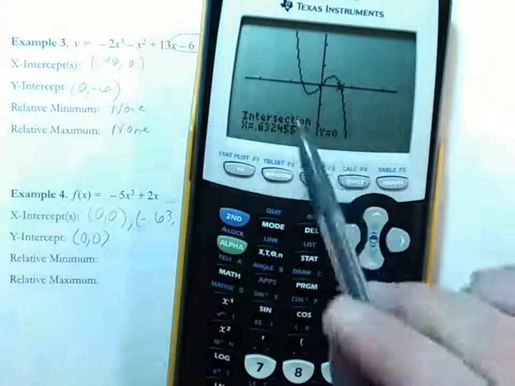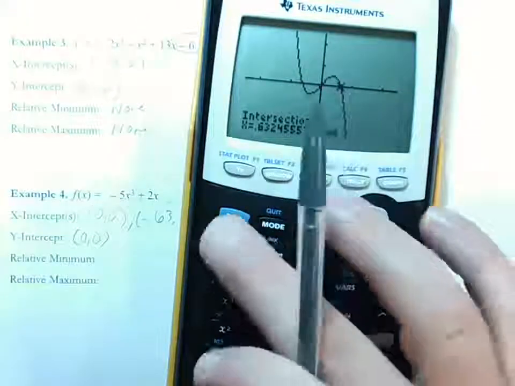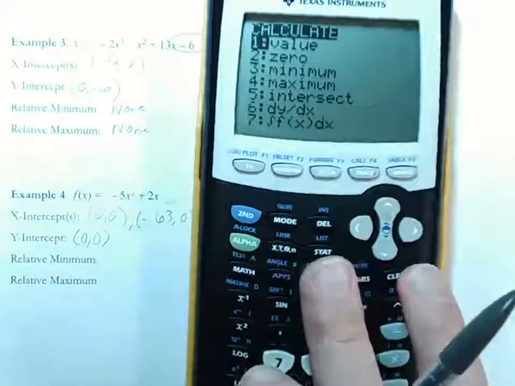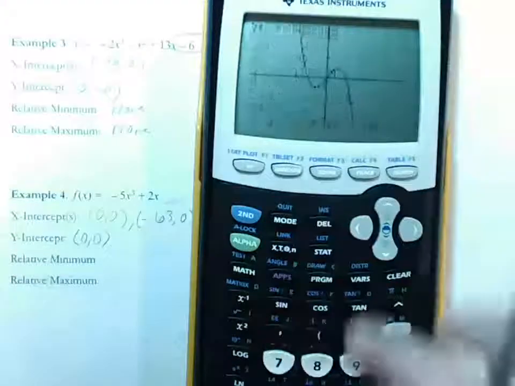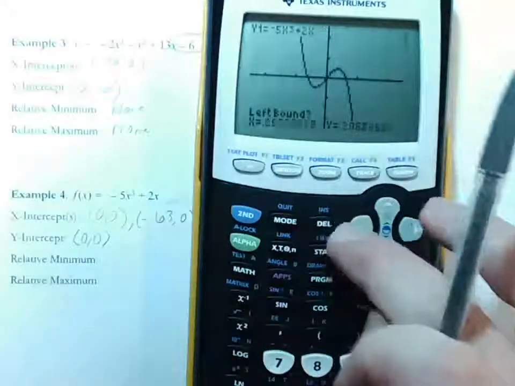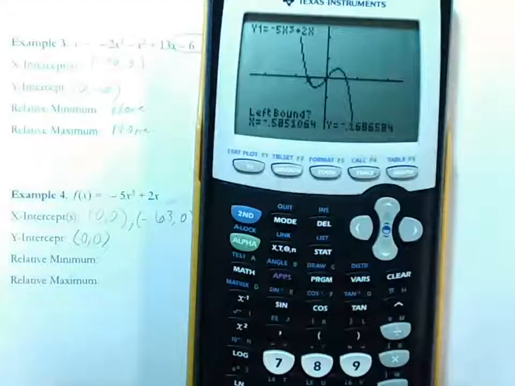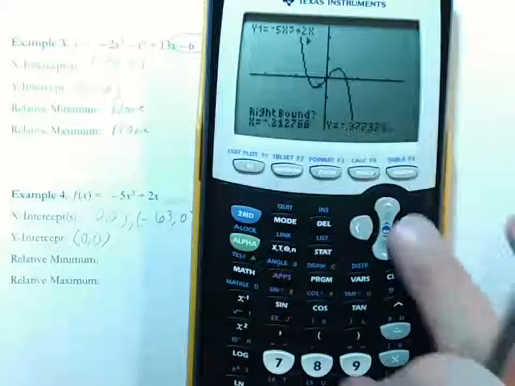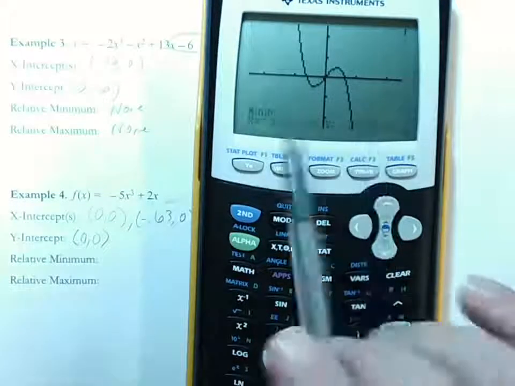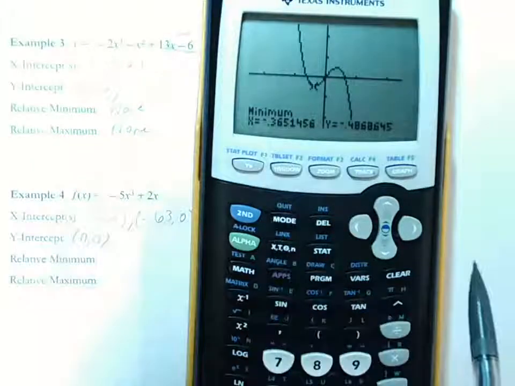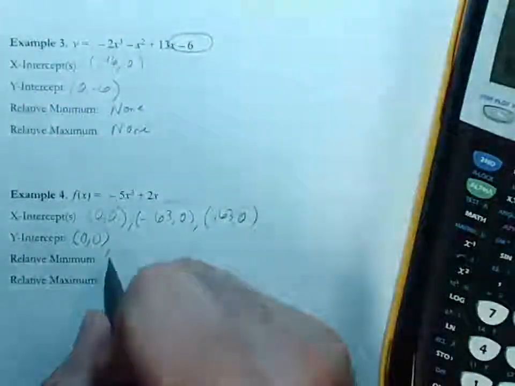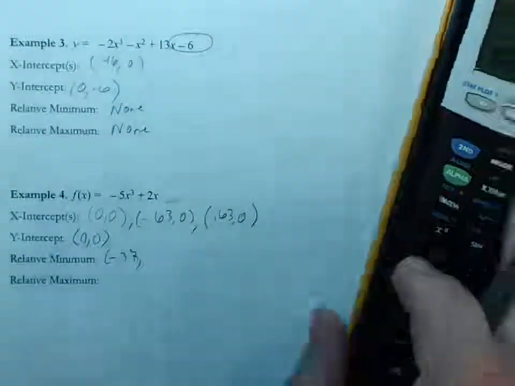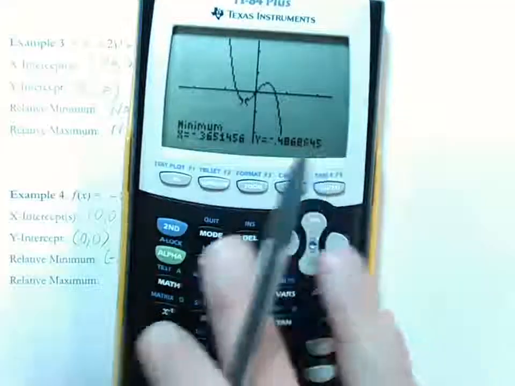And then the question is, what is our local minimum and our local maximum? So second, trace. We'll do the minimum first, 3. And I'm going to arrow to the right, or to the left rather, of it and hit enter. Then I'll arrow to the right of it and hit enter, and then hit enter one more time. And I get negative 0.37, negative 0.49.